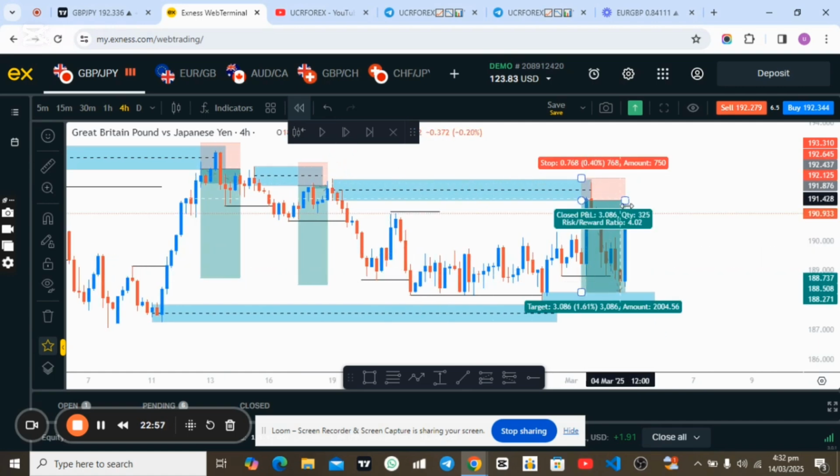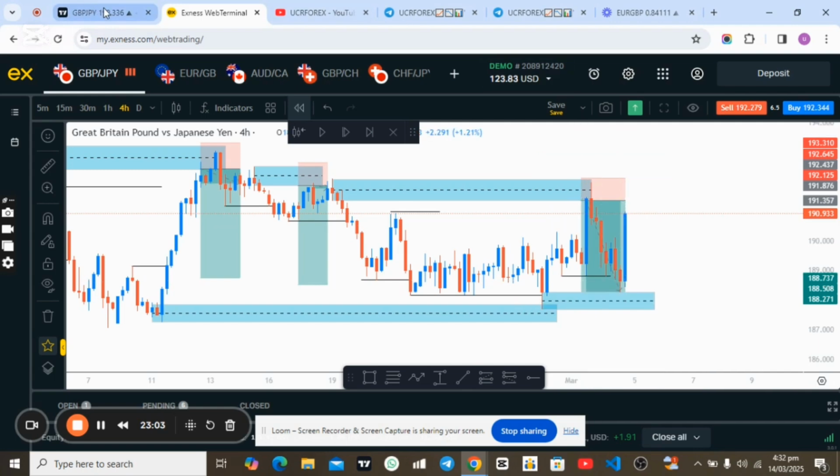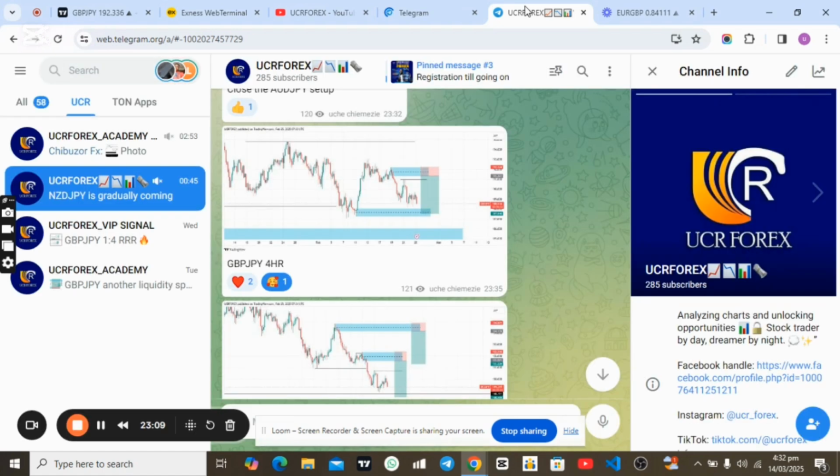So now price has automatically hit our sell limit order. If you go to the free Telegram channel, you are going to see when I drop all those setups. You're going to see when I drop that very particular sell limit order. I gave it as a signal to them, and we actually made a very good return there.